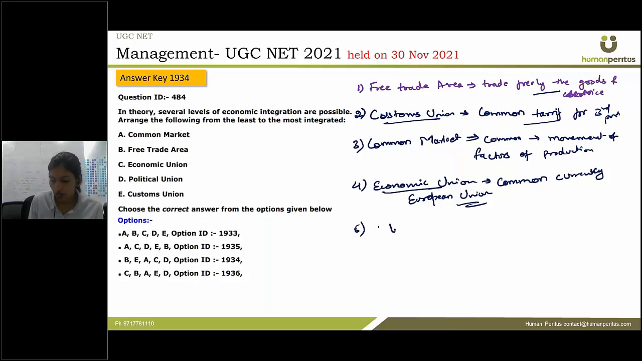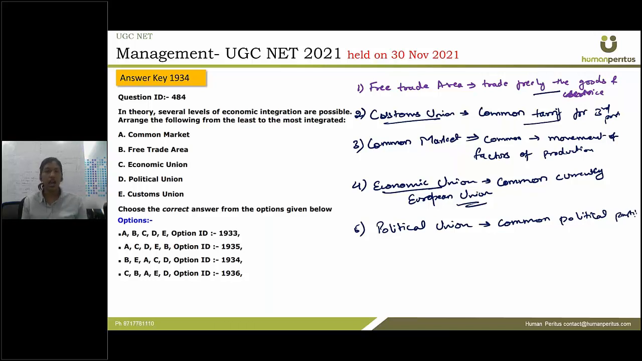Then last is political union. Political union is when the countries in the integration process also have common political parties. Till economic union, each country has their own political parties, their own elections, their own president. But in the case of political union, they will have a common political party, common political associations. So that is the case of political union.